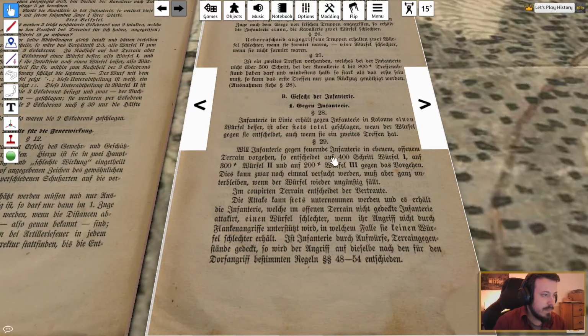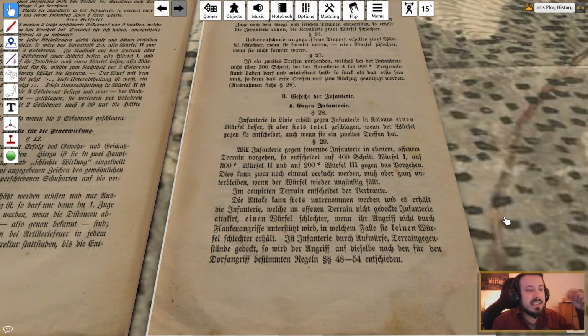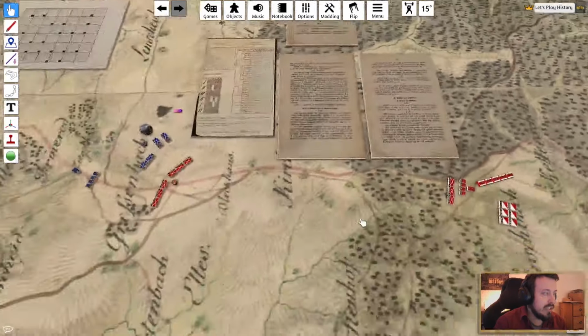If infantry wants to approach against firing infantry in open terrain, flat and open terrain, we need to roll die number 1 at 400 paces, die number 2 at 300 paces, and die number 3 at 200 paces against their approach. If they do not pass the morale test, they have to stop and deploy into line. Now, how does that work?